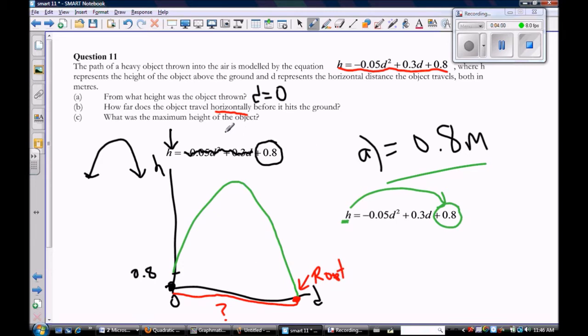So let's look at C. One thing I'm going to have to do is find the roots. C says what was the maximum height. Maximum height means what is this height right here? And obviously that corresponds to the vertex.